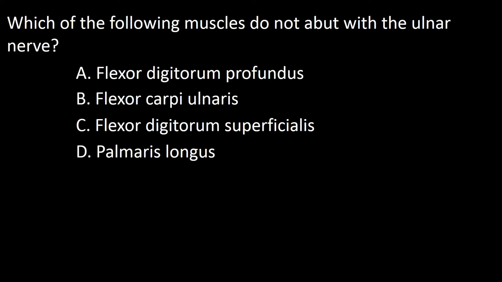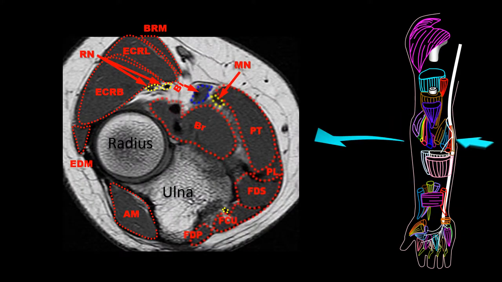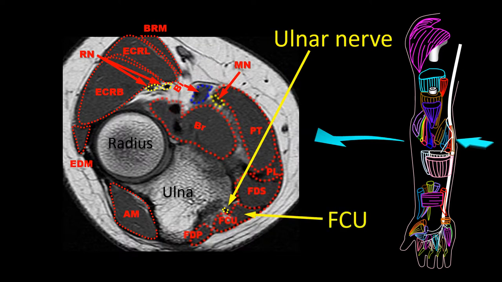Next question. Which of the following muscles do not abut with the ulnar nerve? A. Flexor digitorum profundus. B. Flexor carpi ulnaris. C. Flexor digitorum superficialis. D. Palmaris longus. The forearm can be divided in three regions. I will first address the upper region. This is a cut through the upper third of the forearm. You can see the ulnar nerve, the flexor carpi ulnaris embracing the ulnar nerve, and just dorsal to it, the flexor digitorum profundus. At this level, the flexor digitorum profundus is not abutting with the ulnar nerve.